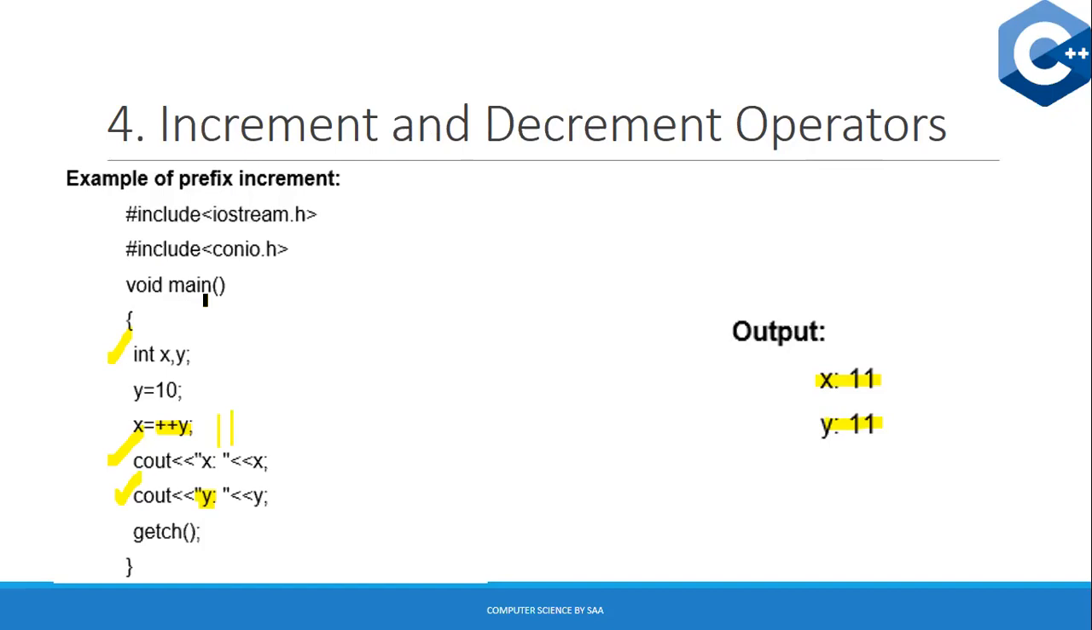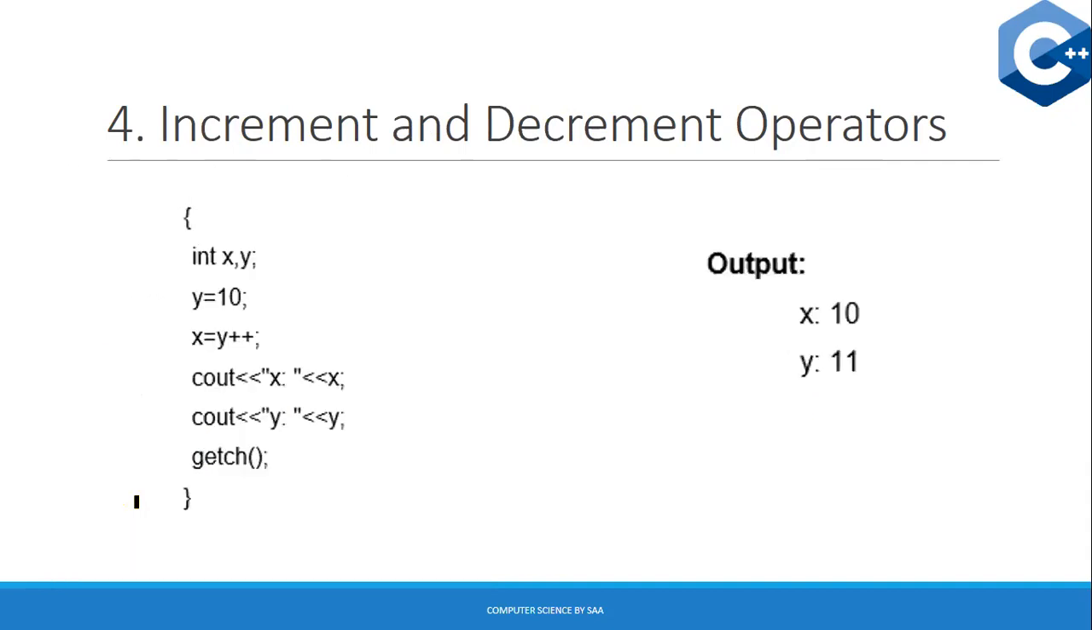Here in prefix notation, first of all, the increment or decrement is applied, then it will move towards the next statements. But in postfix notation, first of all, it takes the old value, and then when it comes to the next statement, it will increment or decrement the value.